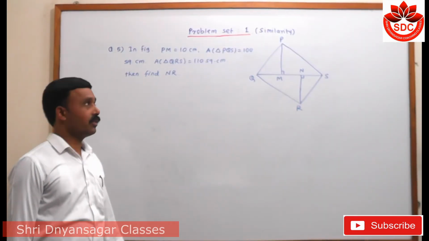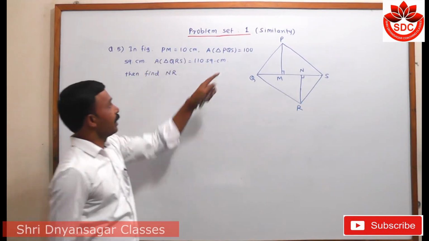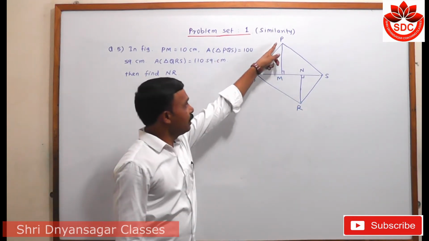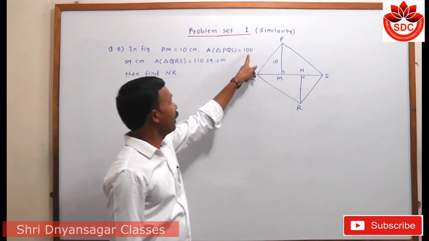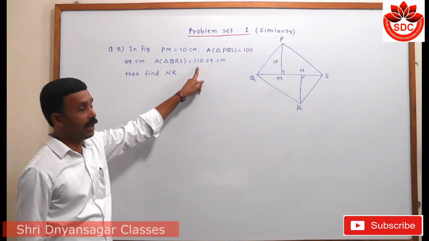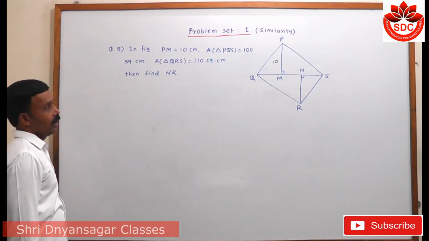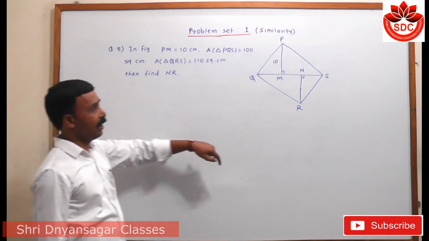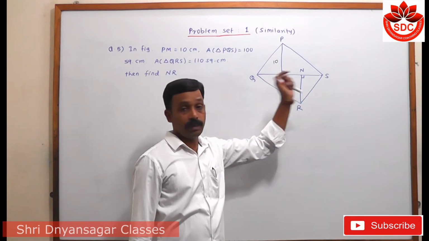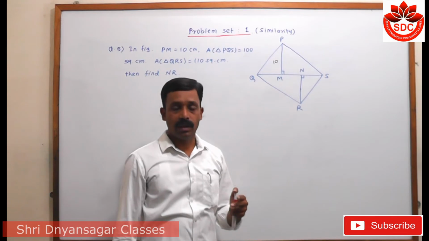Okay, the next question, number 5. Look at this figure, PM is 10. The area of triangle PQS is 100 square centimeter. The area of triangle QRS is 110 square centimeter. Then you have to find the value of NR. Now student, when we look at these two triangles, both triangles have the same base, that is QS, which is equal. Then their ratio of areas is equal to the ratio of their corresponding heights.